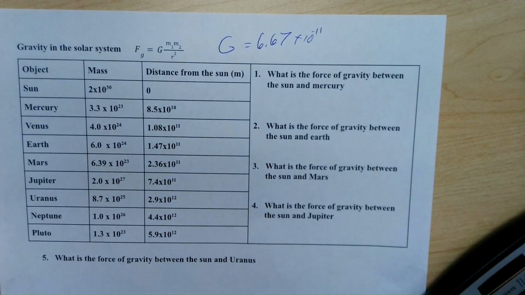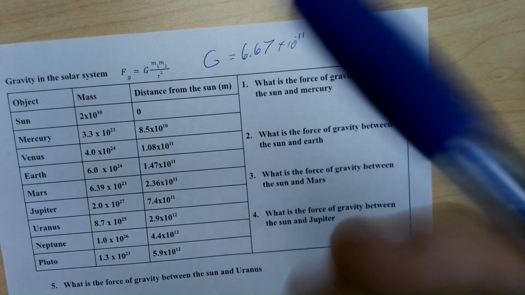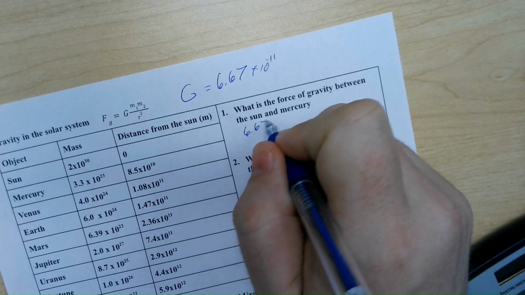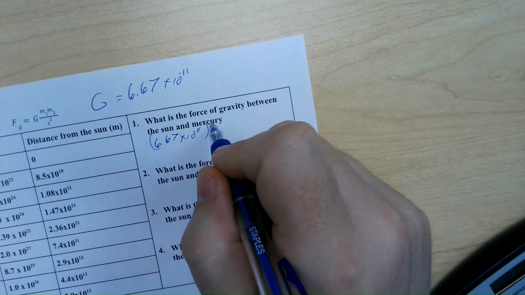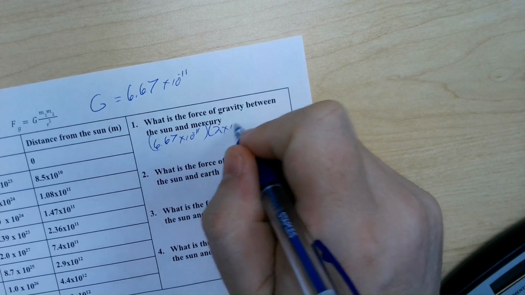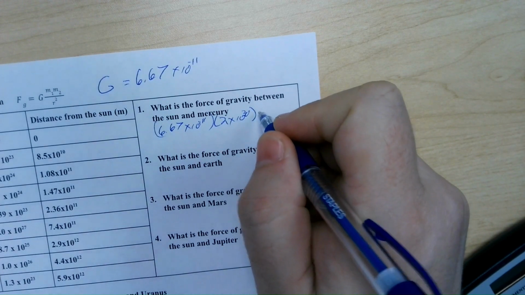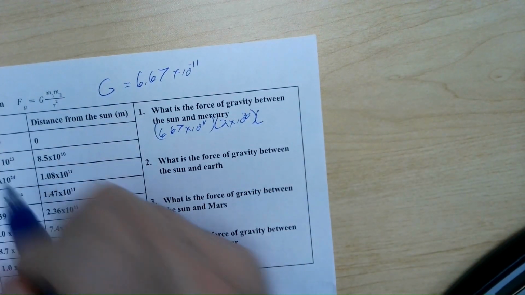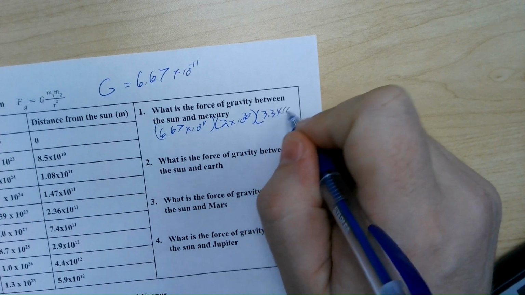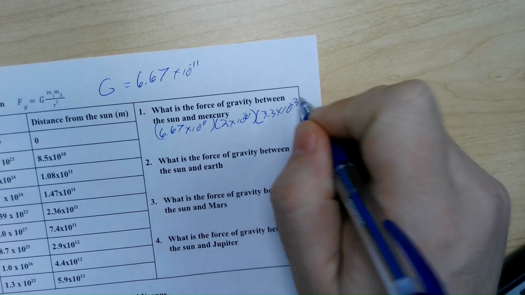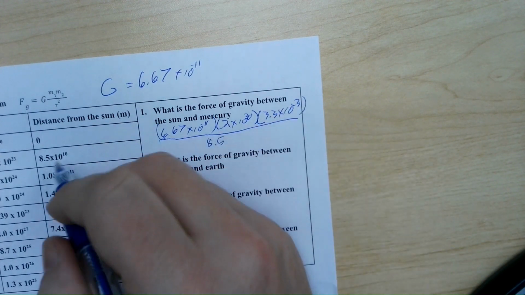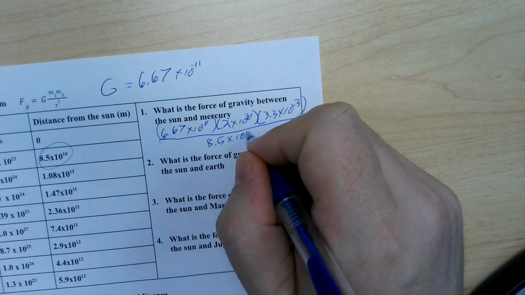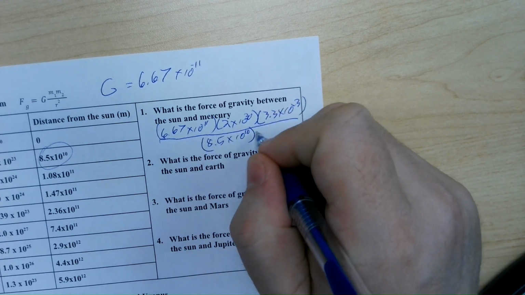Okay, so the force of gravity between the Sun and Mercury. Let's go ahead and put those numbers in. So that's going to be 6.67 times 10 to the negative 11. And then we're going to multiply by the mass of the Sun, 2 times 10 to the 30th. And then we're going to multiply by the mass of Mercury, which is 3.3 times 10 to the 23rd. And that is all over the radius, 8.5 times 10 to the 10th. And that number is squared.